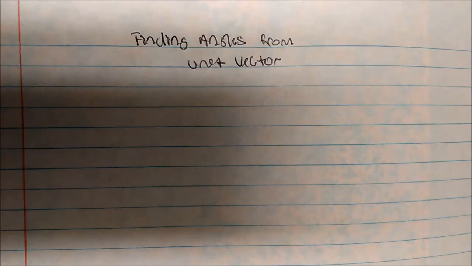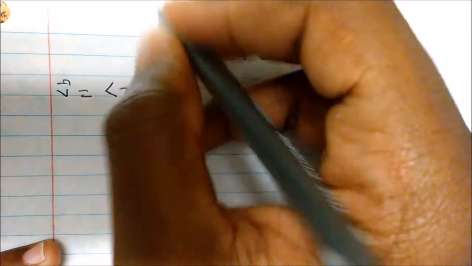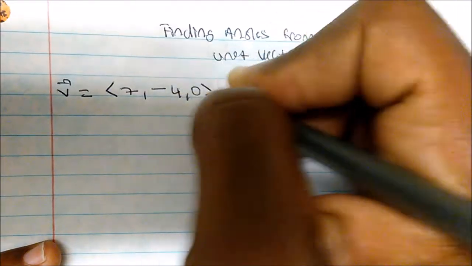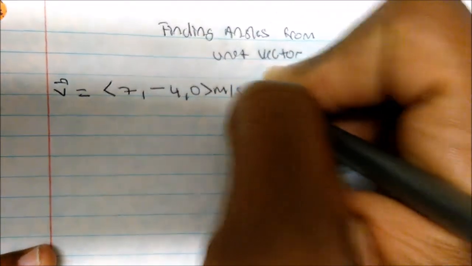Finding angles from unit vectors, right? What happens if you have a basketball and you throw it up in the air? You throw it up in the air, and you get some sort of velocity, say 7, -4, and 0 meters per second.